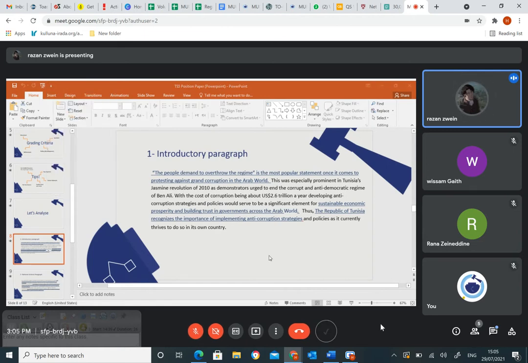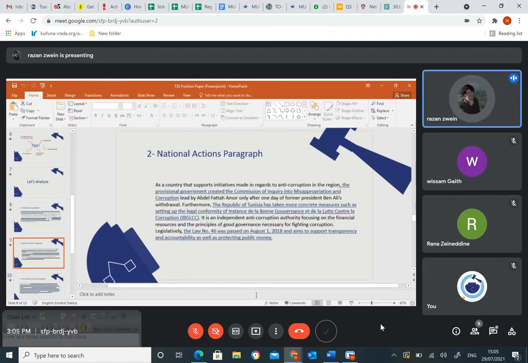Okay. So after the introductory paragraph comes the national actions. So your introductory paragraph, as we said, should contain the things that we mentioned. Now we're in the national actions paragraph. It's not that complicated. It really doesn't have to be that catchy. It really doesn't have to be that creative. You're just listing things your country or your representative has done.